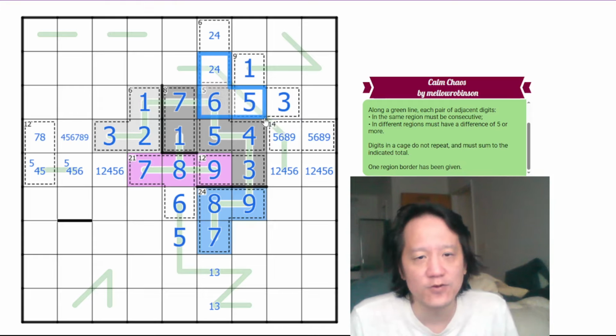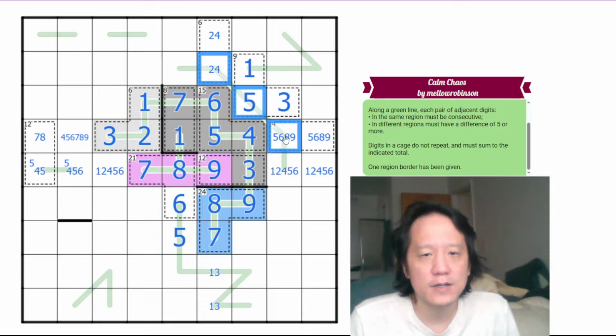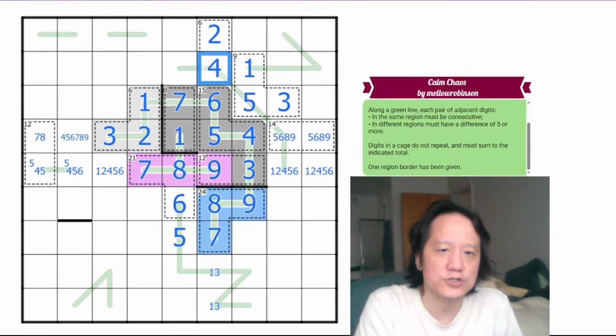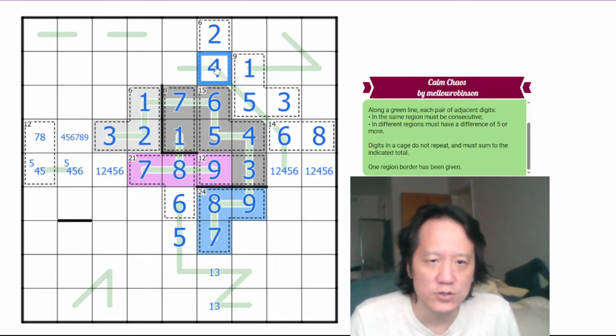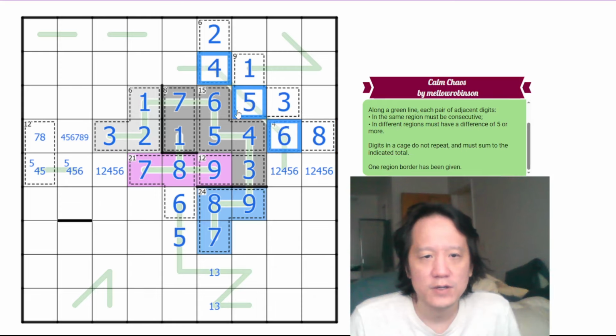5 can never be 5 or more away from another digit in normal Sudoku. So that means this has to be all the same region, and they're consecutive. So this is 4, this is 2, this has to be 6 then, and 8. And these are all the same region. Well, they can't be part of this region because this already has a 4, 5, and 6, so this has to go this way then to connect.